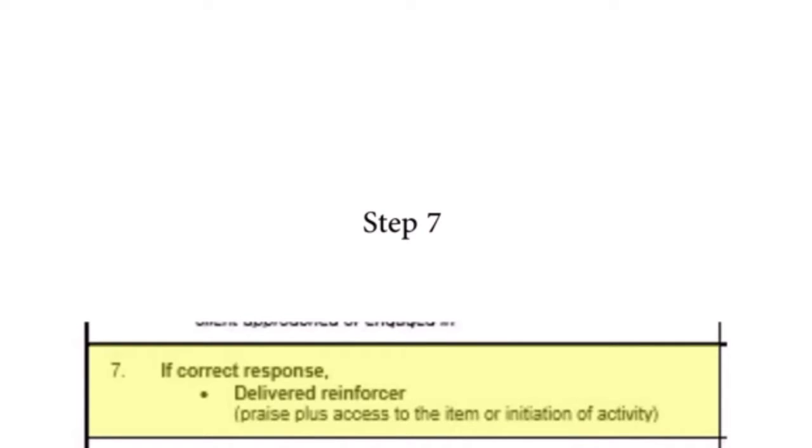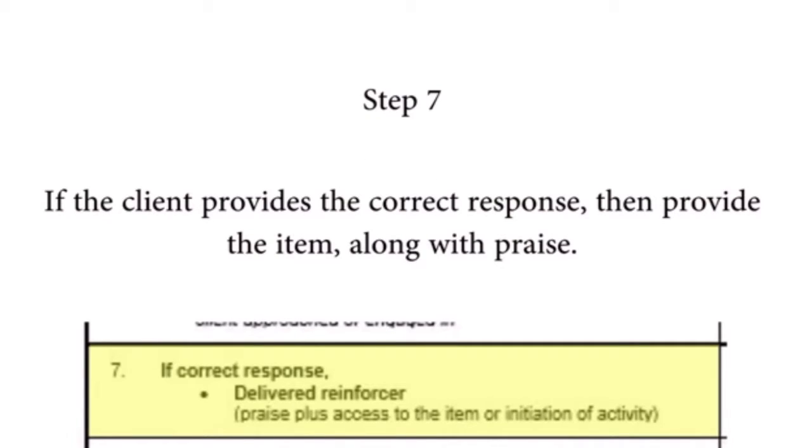And now, the following 2 steps will depend on the response the client makes. That is, if the client responds correctly, we would go on to step 7 and move on to the next trial. However, if the client responds incorrectly, we will leave step 7 blank and skip over to step 8. Now, with that information, let's continue. Step 7. If the client provides the correct response, then provide the item along with a praise.